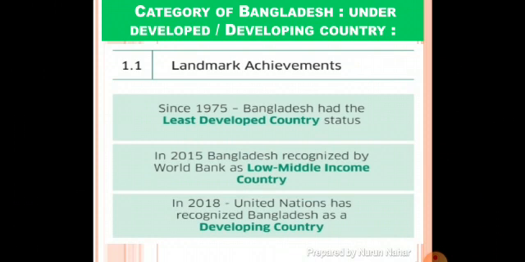Here is a picture. Since 1975, Bangladesh had the least developed country status, but in 2015, Bangladesh was recognized by the World Bank as a low middle income country. In 2018, the United Nations recognized Bangladesh as a developing country.